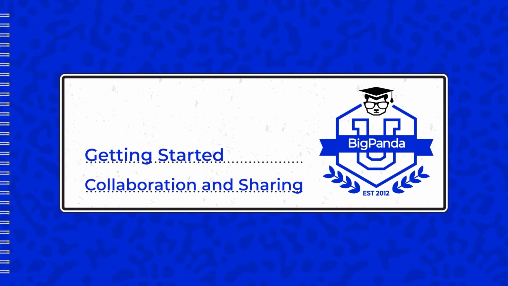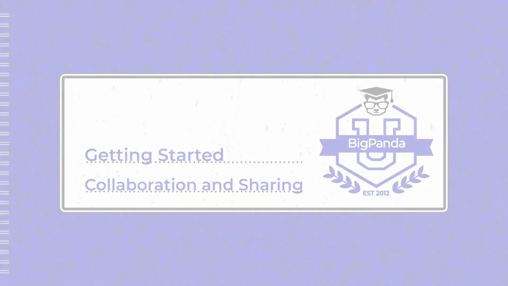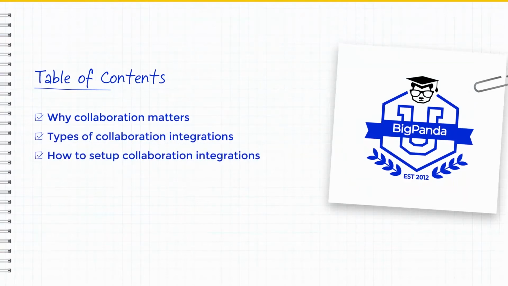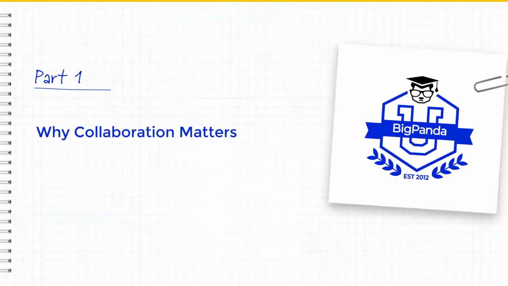Welcome to Getting Started with Collaboration and Sharing. Today we're going to talk about how you can share incidents from your BigPanda environment with ticketing, chat, notification, and orchestration systems. In this video, we will provide an overview of collaboration integrations, discuss the types of collaboration integrations, and demonstrate how to set up and configure collaboration for Slack and ServiceNow, and show you how to share your incidents through collaboration systems. First, let's discuss why collaboration matters.